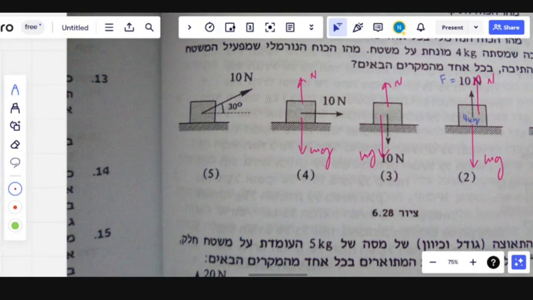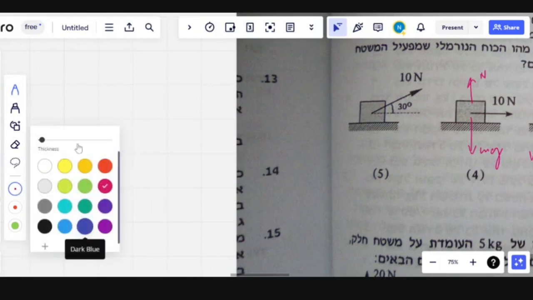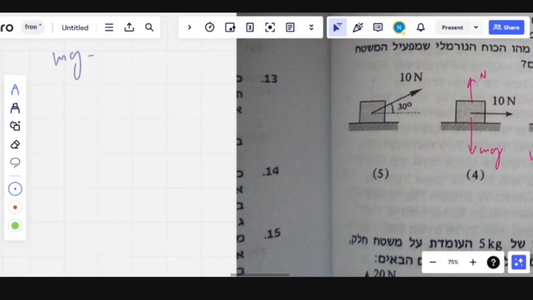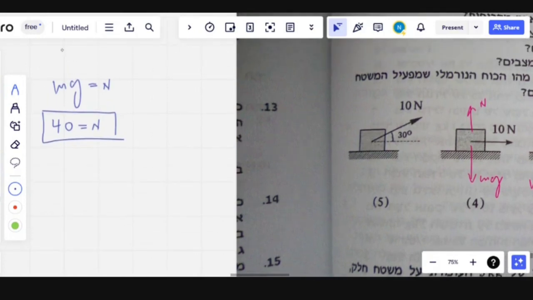And what's the equation that we can write? The equation is mg equals n. So 40 equals n. This is on the y-axis. On the x-axis, it's going to accelerate, okay? On the y-axis, sigma F equals 0. The sum of the forces is 0 on the y-axis because it's not going anywhere on the y-axis, right?